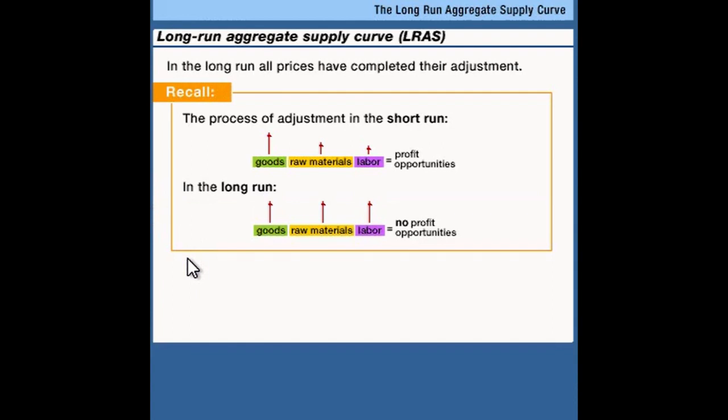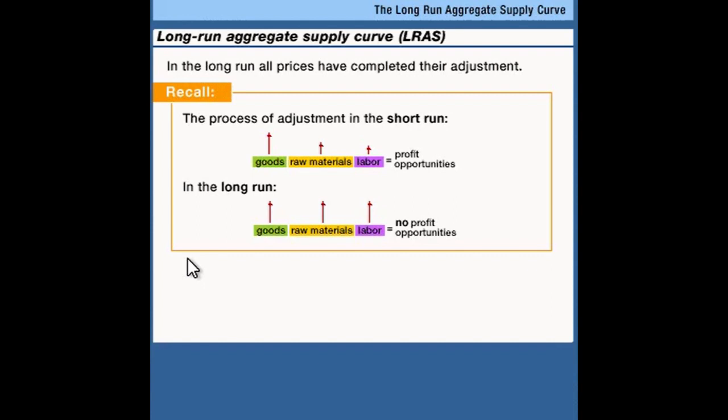Businesses are back in the same position in which they started, and we would imagine that they would choose the same output level that they were choosing before. So in the long run, there's no relationship between the aggregate price level and the level of output. The long-run aggregate supply curve is a vertical line.